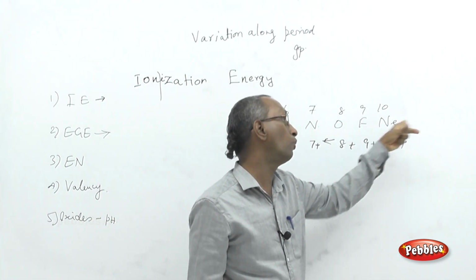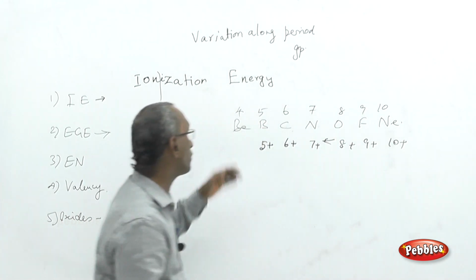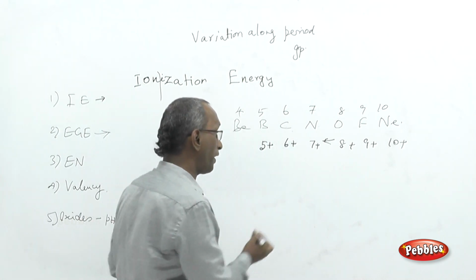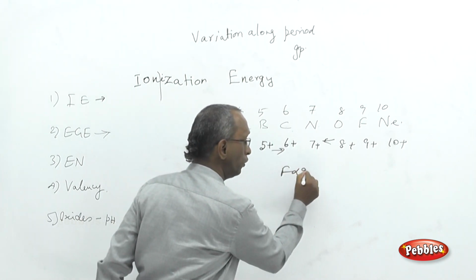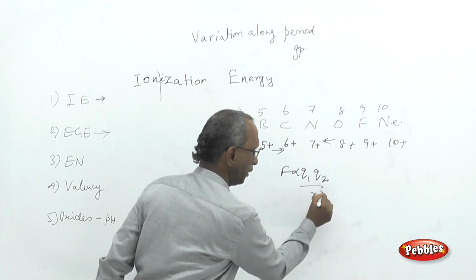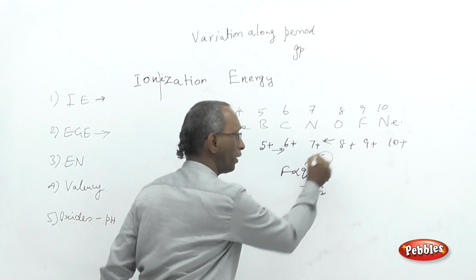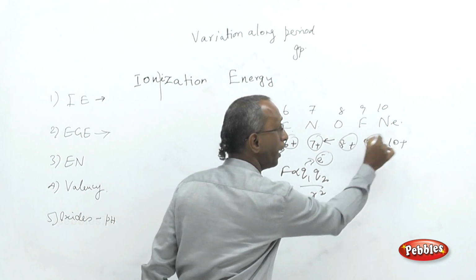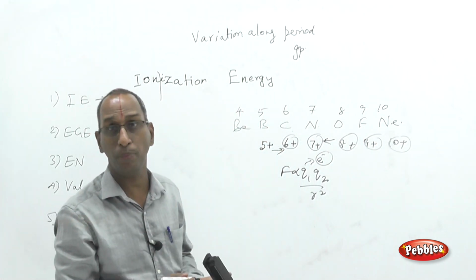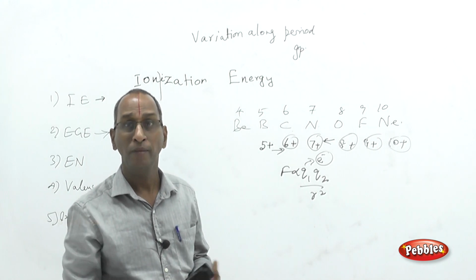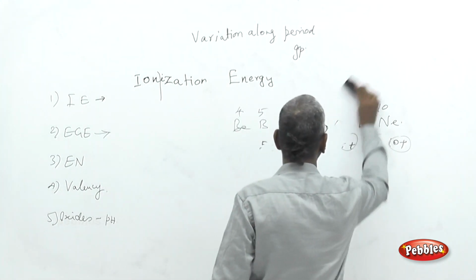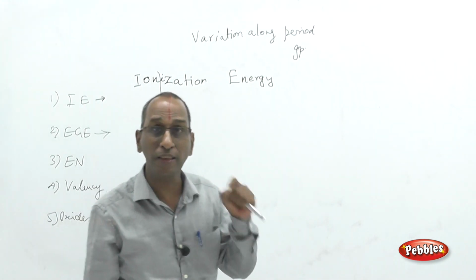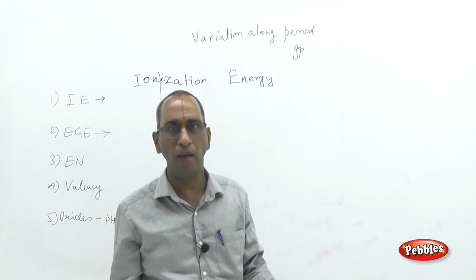So it is very difficult to remove an electron from neon. From left to right, more energy has to be supplied because of more attractive force. F is proportional to Q1 Q2 by R square. Here Q1 is the outermost electronic charge, that is constant. Q2 is the protonic charge. Protonic charge increases, so the force increases directly, which means more energy has to be supplied. That is why ionization energy increases along the period. So in general, ionization energy increases along the period and decreases along the group.